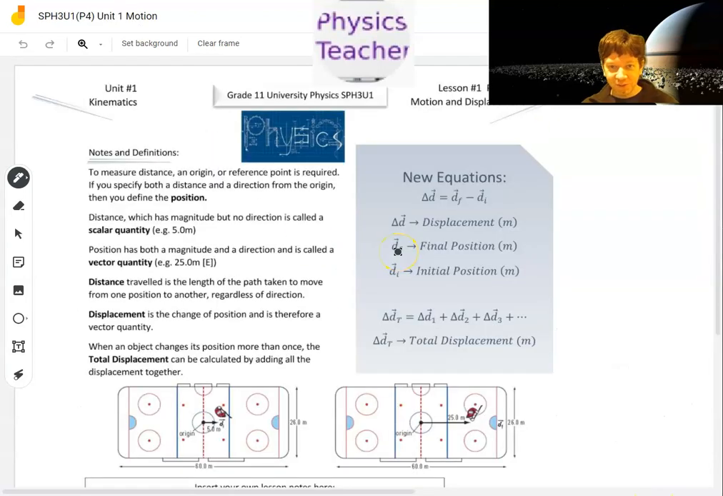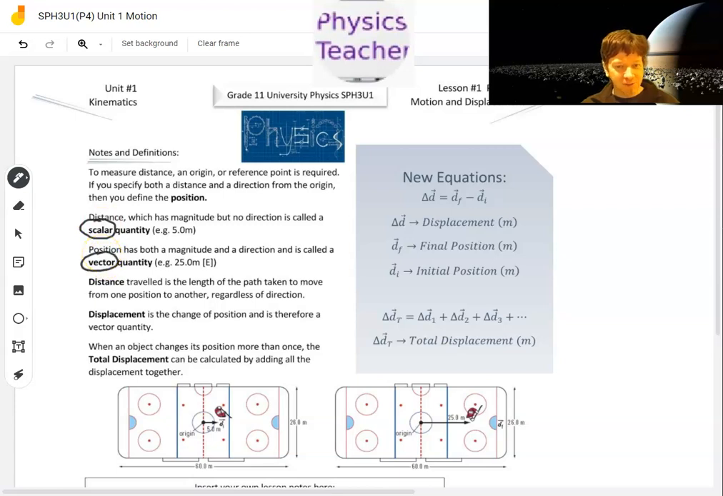All right, so moving on to our first lesson. This is our Unit 1 kinematics, Lesson 1, position, motion, and displacement. So there's a lot of new terms we have to go over. The most important ones are, to start with anyways, scalar and vector.